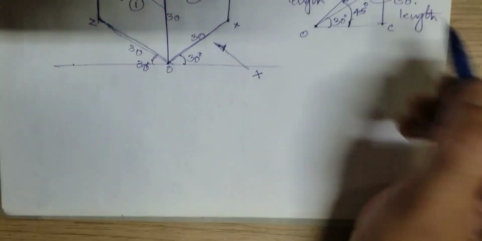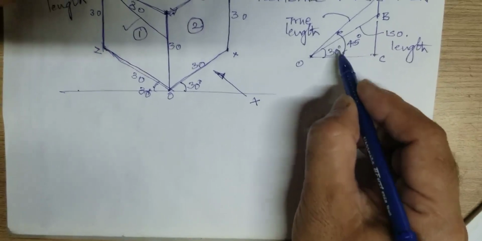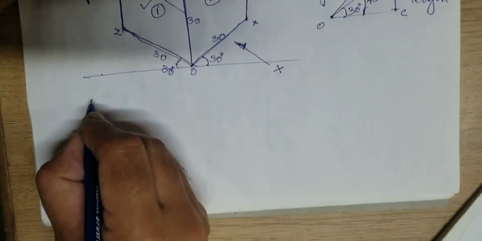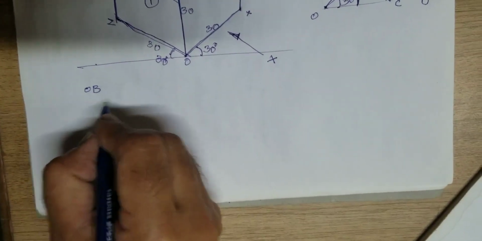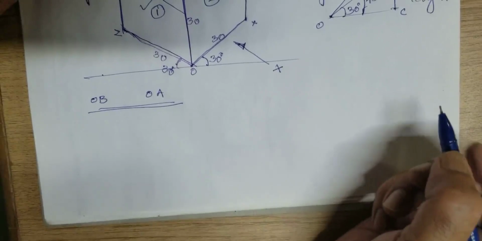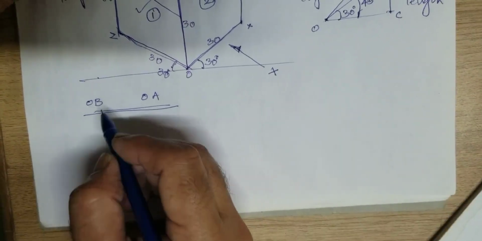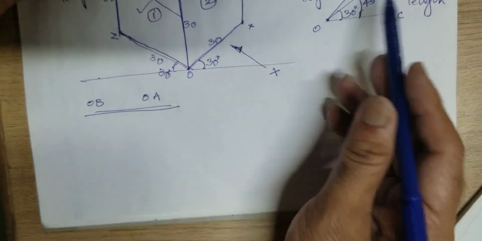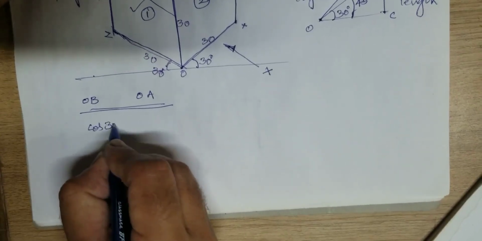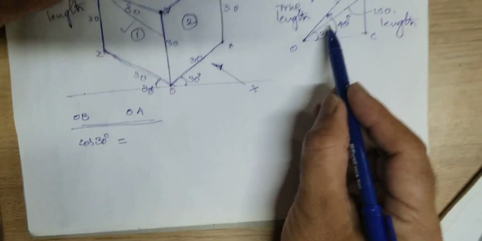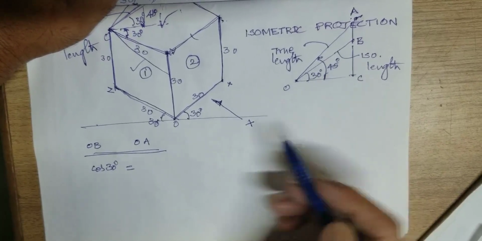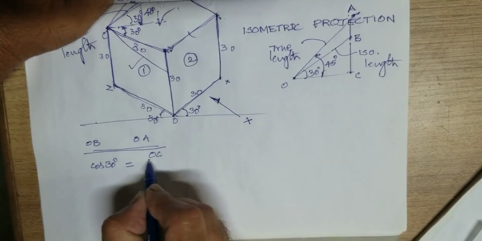For that, I am taking cos 30 degrees here in the small triangle. These are all symmetrical triangles. I would like to find out what is the value of OB, the isometric length, in terms of OA. I would like to find the relation between the true length and isometric length, where OB is the isometric length and OA is the true length. So I am taking cos 30. In this right angle triangle OCB, cos 30 is equivalent to OC by OB we can write.